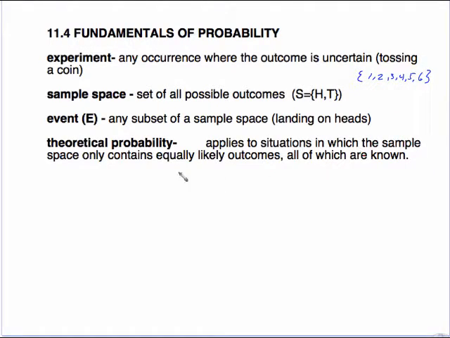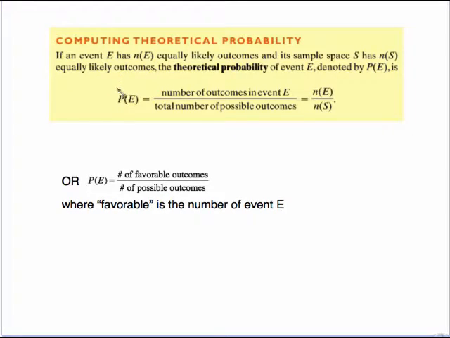Theoretical probability applies to situations in which the sample space only contains equally likely outcomes, all of which are known. It is equally likely to flip a heads or a tail. It is equally likely to roll a 1 or a 2 or a 3 or a 4 or a 5 or a 6. When you want to compute theoretical probability, it is just a fraction.